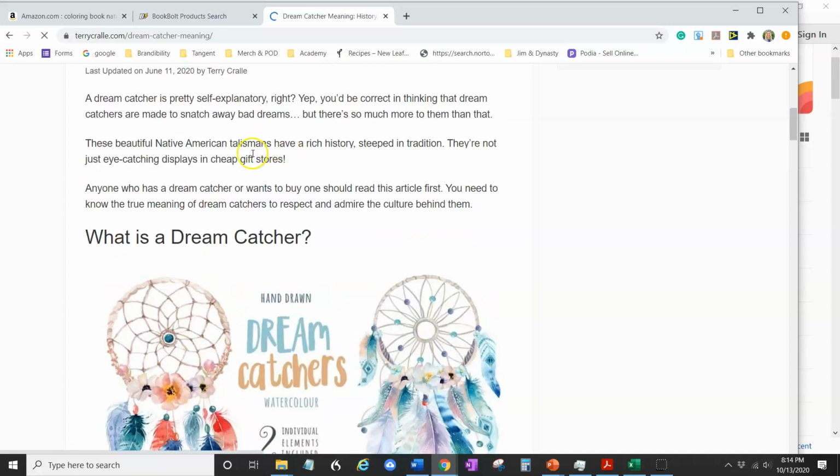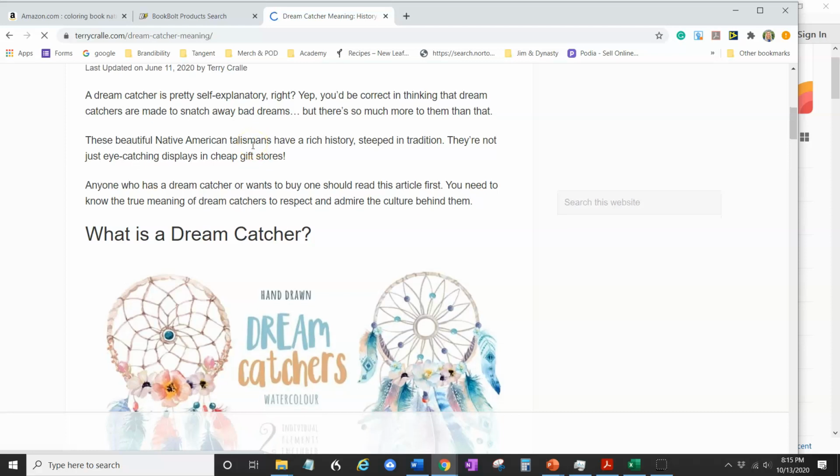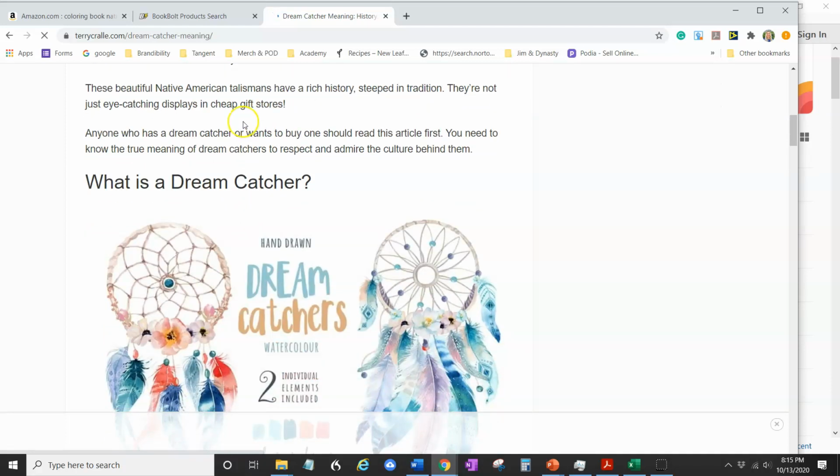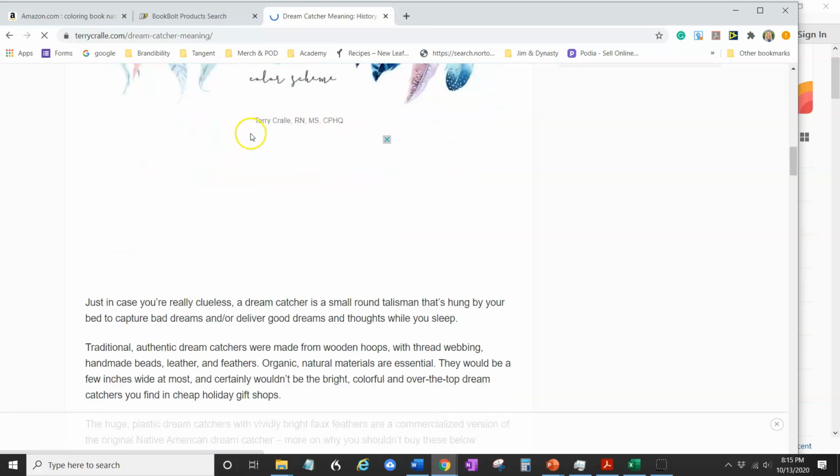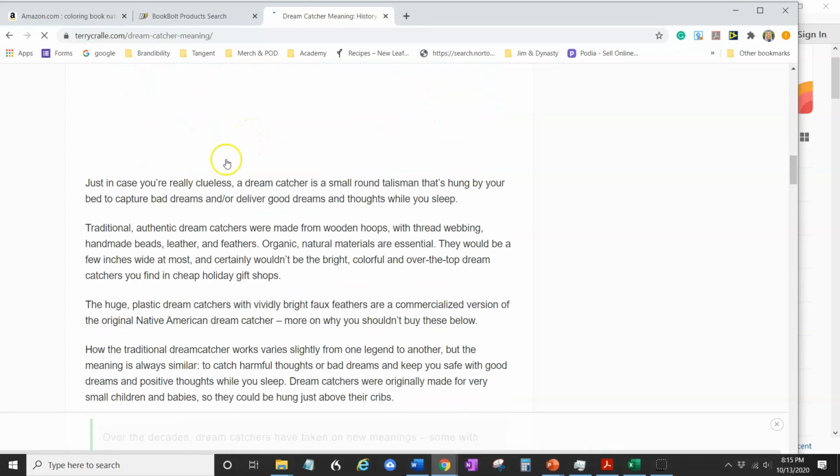Okay, so talismans. Oh, that's a pretty good one, right? Talismans. Who would think of that? But somebody who's really into dream catchers might think of it that way. And that's your audience. You want to capture your audience.